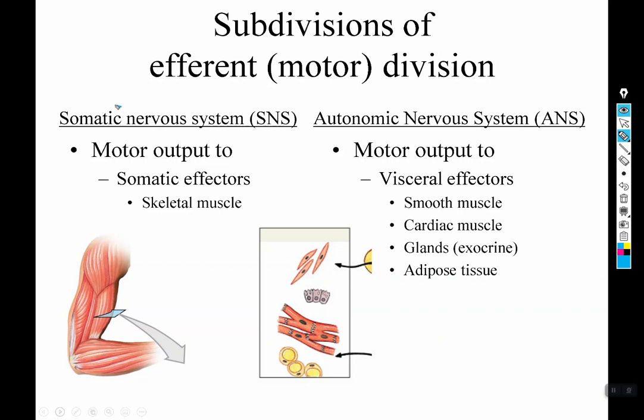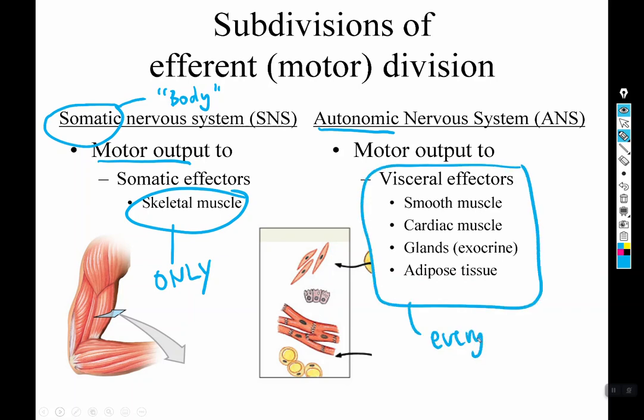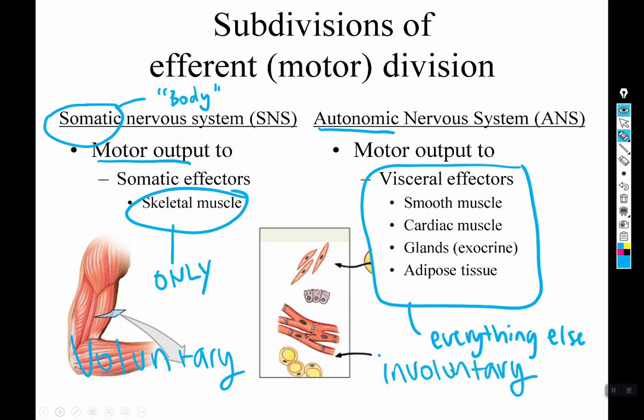So the somatic, soma means body, which doesn't really do us much good to know that here because there's really no relationship mentally between body and skeletal muscle, but whatever. So the somatic nervous system basically is motor output to skeletal muscle only. So this is your voluntary control of your skeletal muscles. The autonomic nervous system is everything else. And this side is, for the most part, voluntary, and this side is involuntary. So motor output that is taken care of automatically by your autonomic nervous system.